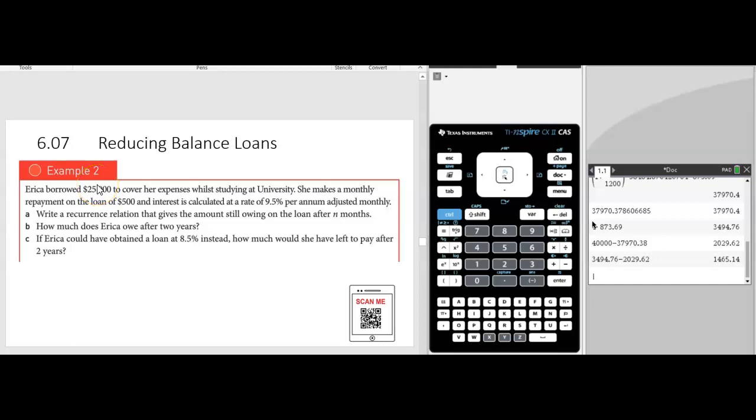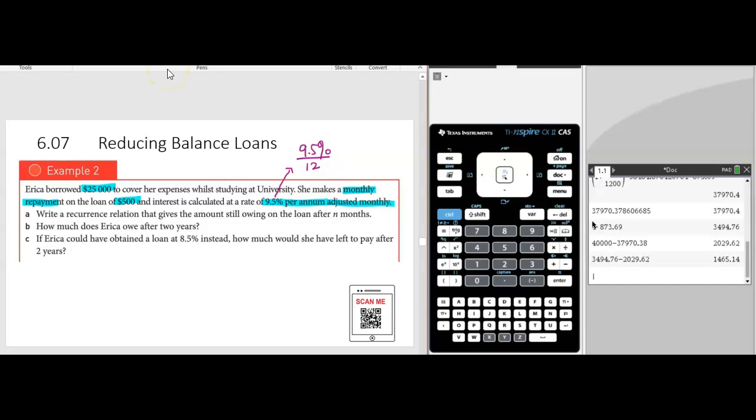Now let's look at how to solve example 2. Erica borrowed $25,000 to cover expenses at uni, and she makes a monthly payment of $500, and the interest is calculated at 9.5% per annum, adjusted monthly. So this is basically the yearly interest. How do I make it into months? I divide it by 12.